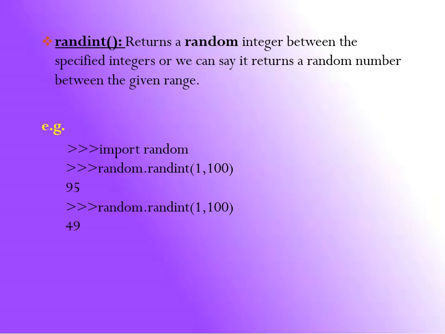If I give the same command again, it will display any value again from the given range only, and our range is 1 to 100. So it will generate any number between 1 and 100.